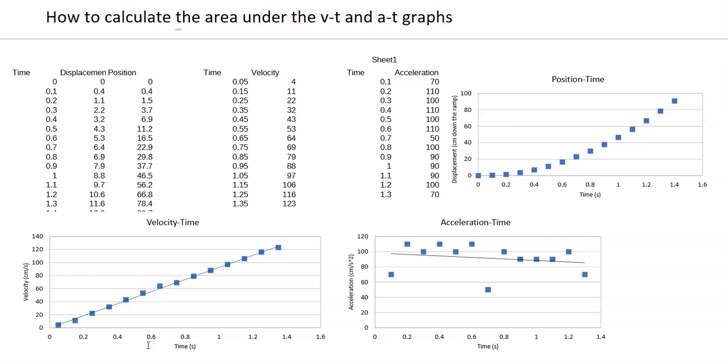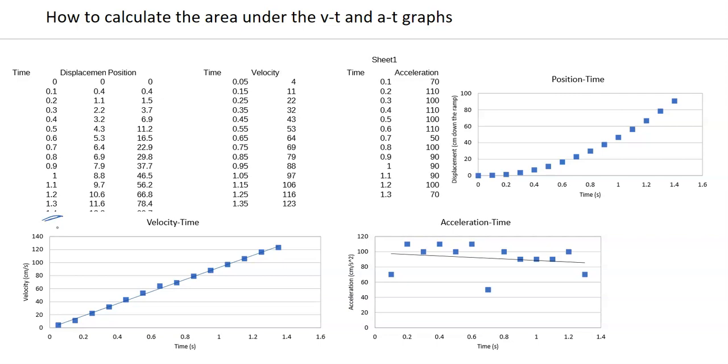Hi everybody, it's Mr. Hamilton here, and I'm going to go over how to calculate the area under the VT or velocity time and the acceleration time graphs. So this is the data that I got, and you'll notice that it's covered up a little bit, but after 1.4 seconds, the data was clearly falling off the ramp because the displacement got smaller.